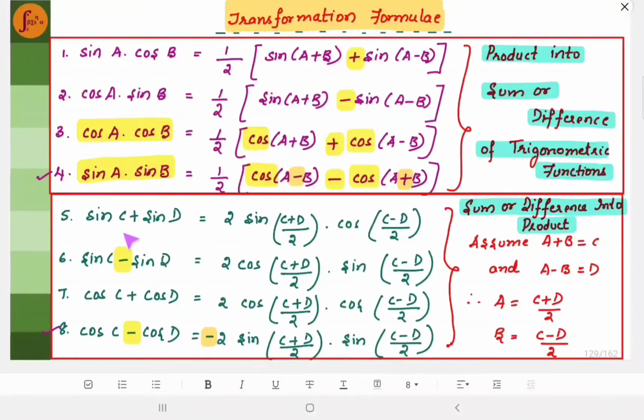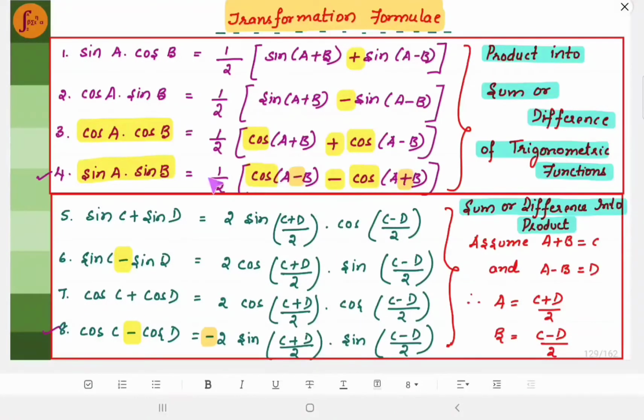The second set, if you have sum or difference of trigonometric functions, you can express them in the form of products of trigonometric functions. So in the problem, if there is sine C plus sine D, then we can write it as 2 sine C plus D by 2 into cos C minus D by 2. So here again, remember, if we have both the terms as sine, then we will have to use sine and cos, right? And if you have both the terms as cos, then we'll have to use cos and sine. Basically, it has to be same terms. The first term and the second term should be the same thing in case of cos.